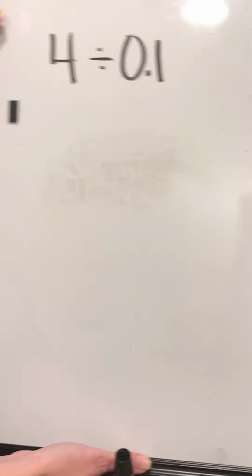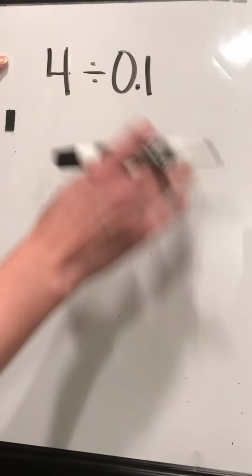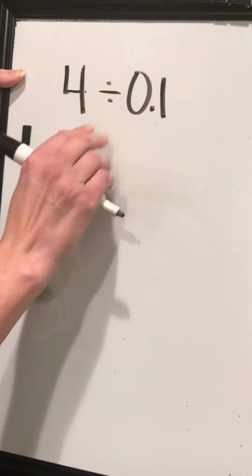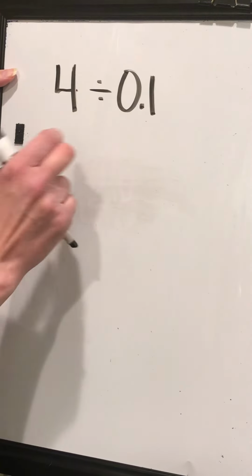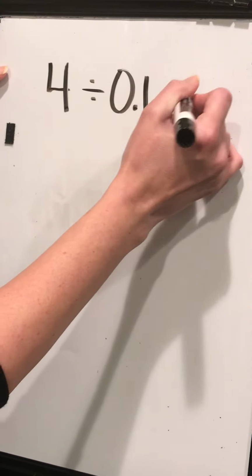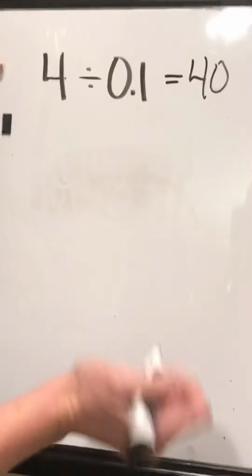There's a couple of different ways that I could do this, but I know that 10 tenths make 1 whole. So if I'm trying to figure out how many tenths are in 4, then I could do 4 times 10, and that's going to give me 40. So there would be 40 tenths in 4 cups.